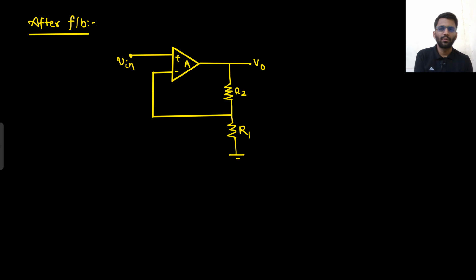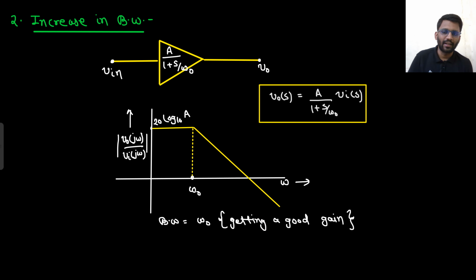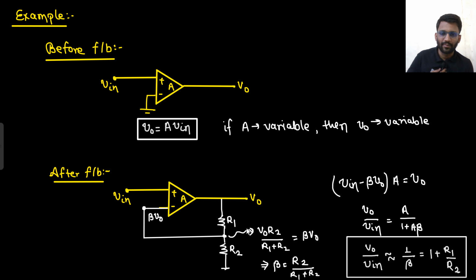So after feedback, what will happen? What is the gain? This is the same circuit that we have already used. This is the circuit that we have already seen. So what was the gain for this? V naught by V in. For negative feedback, what is the gain? A upon 1 plus A beta, which will nearly be equals to 1 by beta. So that would be nearly equals to 1 plus, basically in the feedback this time R2 resistance is there. Previously in the feedback R1 resistance was there.